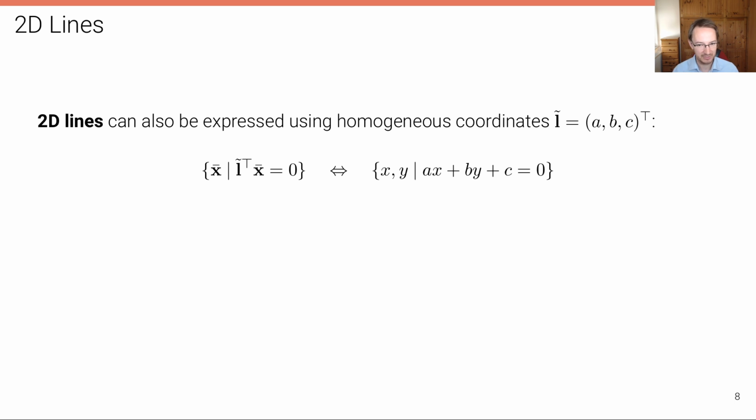All points that satisfy this constraint are on the line. And so we can write this as this explicit expression here, but we can also simply write this in terms of an inner product between the homogeneous line vector and the homogeneous point, which in this case is an augmented vector. But of course, note that it doesn't need to be an augmented vector. The augmented vector is just one element out of this equivalence class of homogeneous coordinates.